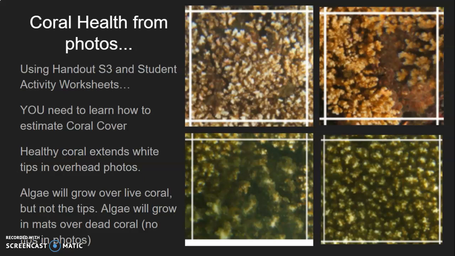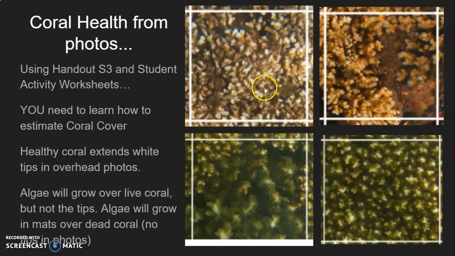Algae will basically cover dead coral in mats. So if you find a picture that's got like algae just covering it, then you have to assume that that coral is dead in that place. So we're going to take a look at this picture up here. What we've got here is a picture of a bunch of white tips. This is, again, a top-down view of just kind of flying over the top of a coral reef. And you can see a bunch of white tips.